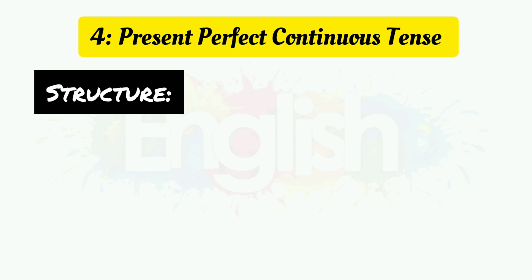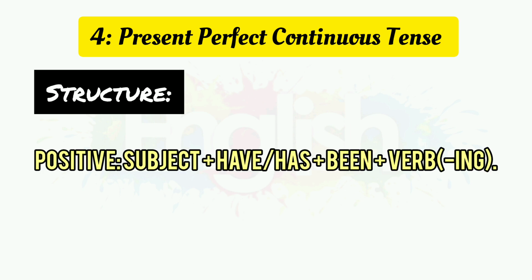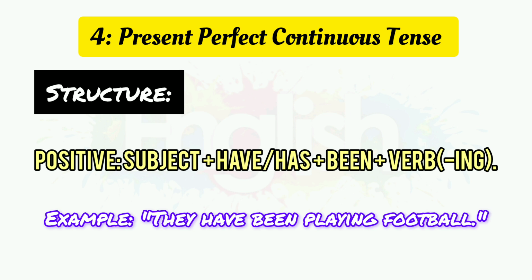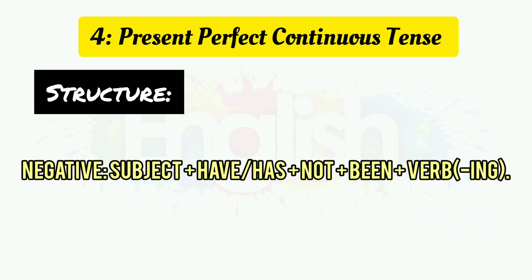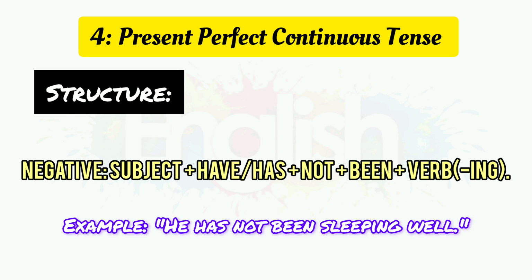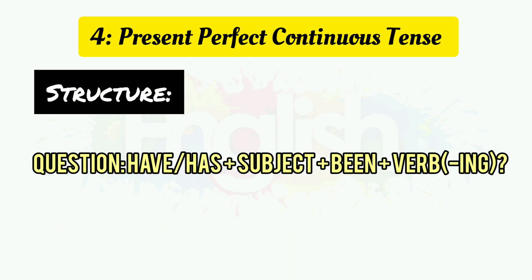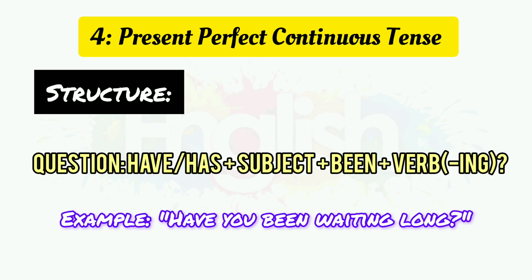Structure, positive: subject plus have or has plus been plus verb ing. Example: They have been playing football. Negative: subject plus have or has plus not plus been plus verb dash ing. Example: He has not been sleeping well. Question: have or has plus subject plus been plus verb ing. Example: Have you been waiting long?